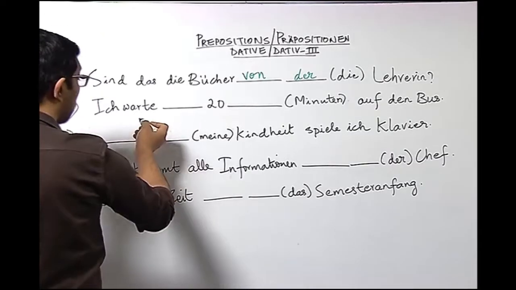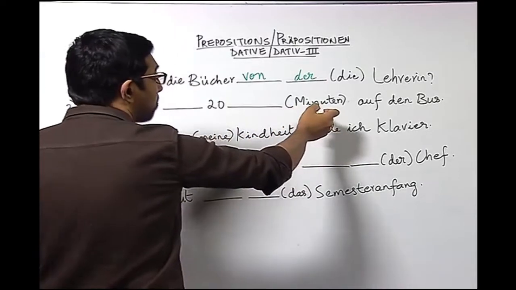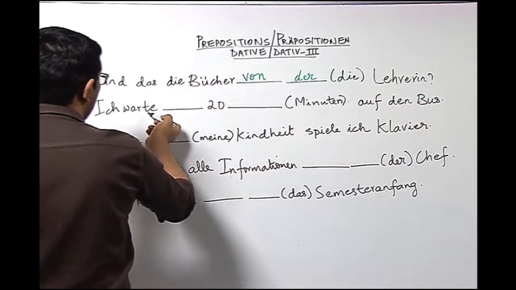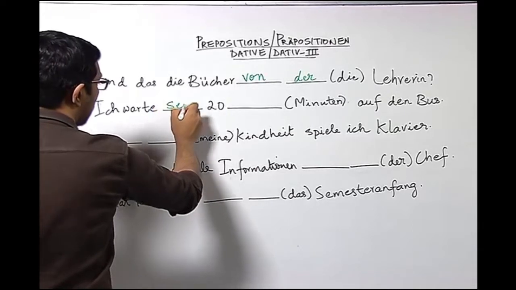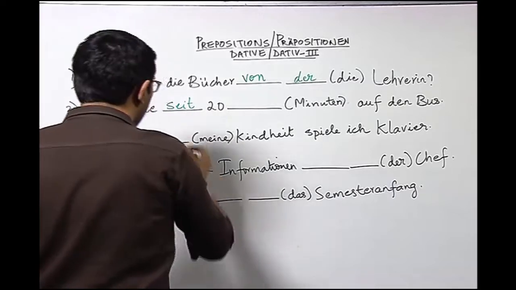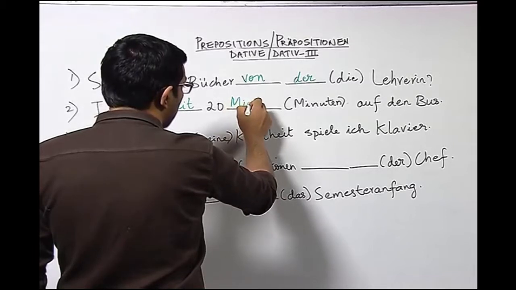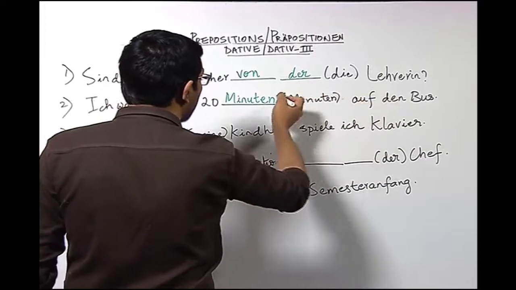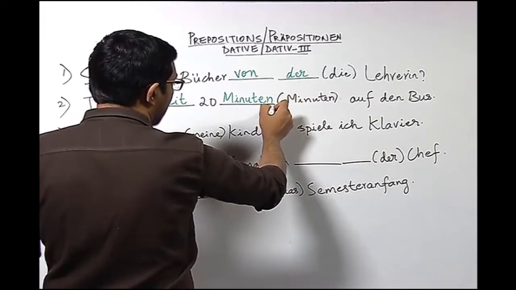Now, in sentence number 2, ich warte 20, in brackets we have Minuten, which means minutes in plural, auf den Bus. You know the meaning of the verb warten is to wait, and we know that we use the preposition seit here to show an incident which is continuing, which has started in the past. Now, we write ich warte seit 20 Minuten auf den Bus. Here Minuten is in the dative form. You can see we have the ending n.